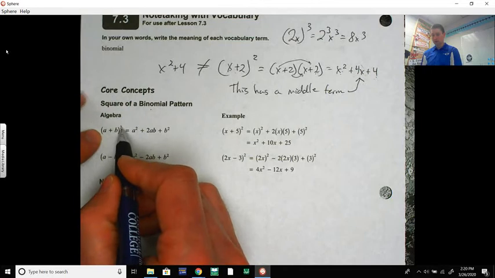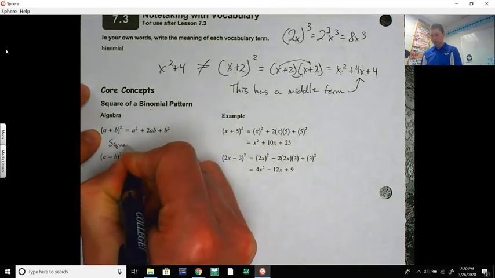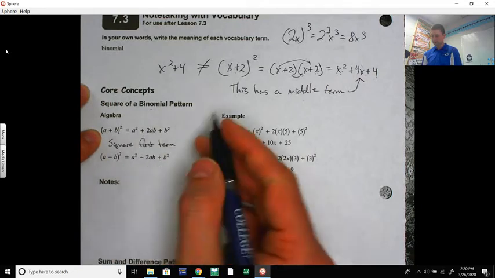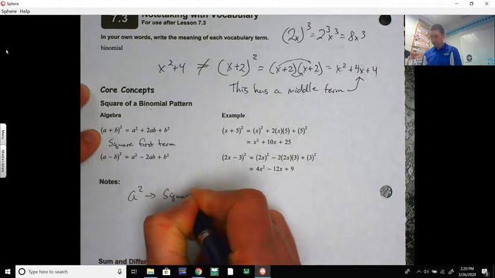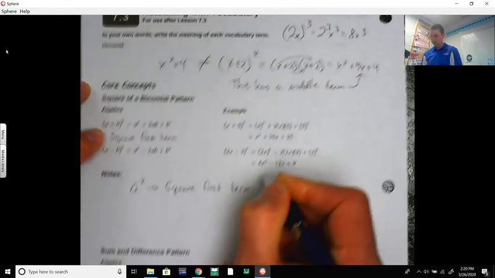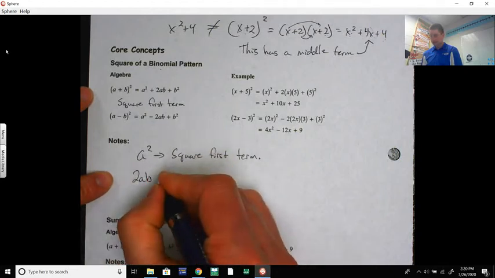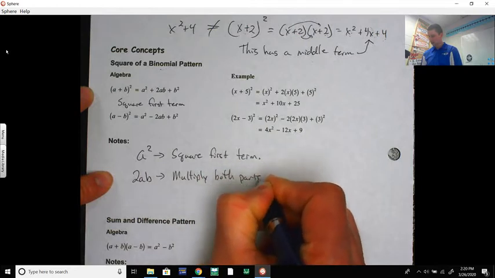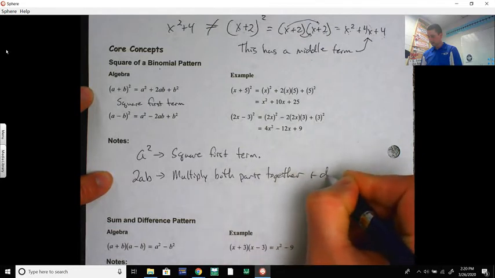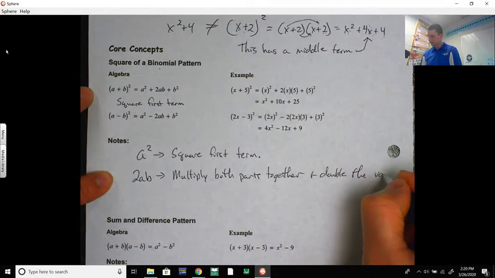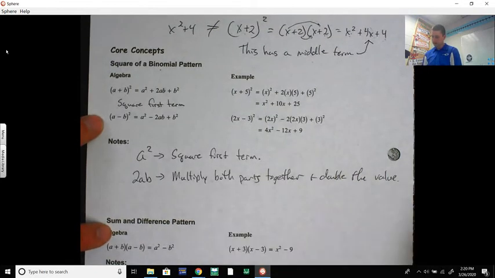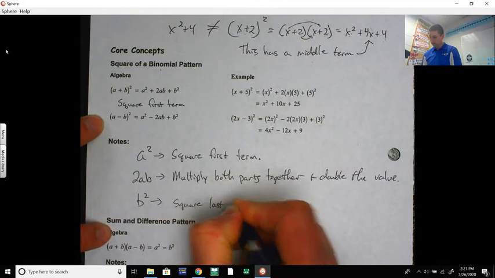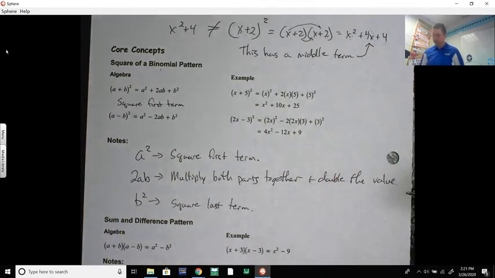You have a plus b squared, so you square the first term, a squared. Now you have 2ab: you multiply both parts together and double the value. Then b squared: I'm just going to square the last term. So a squared plus 2ab plus b squared.